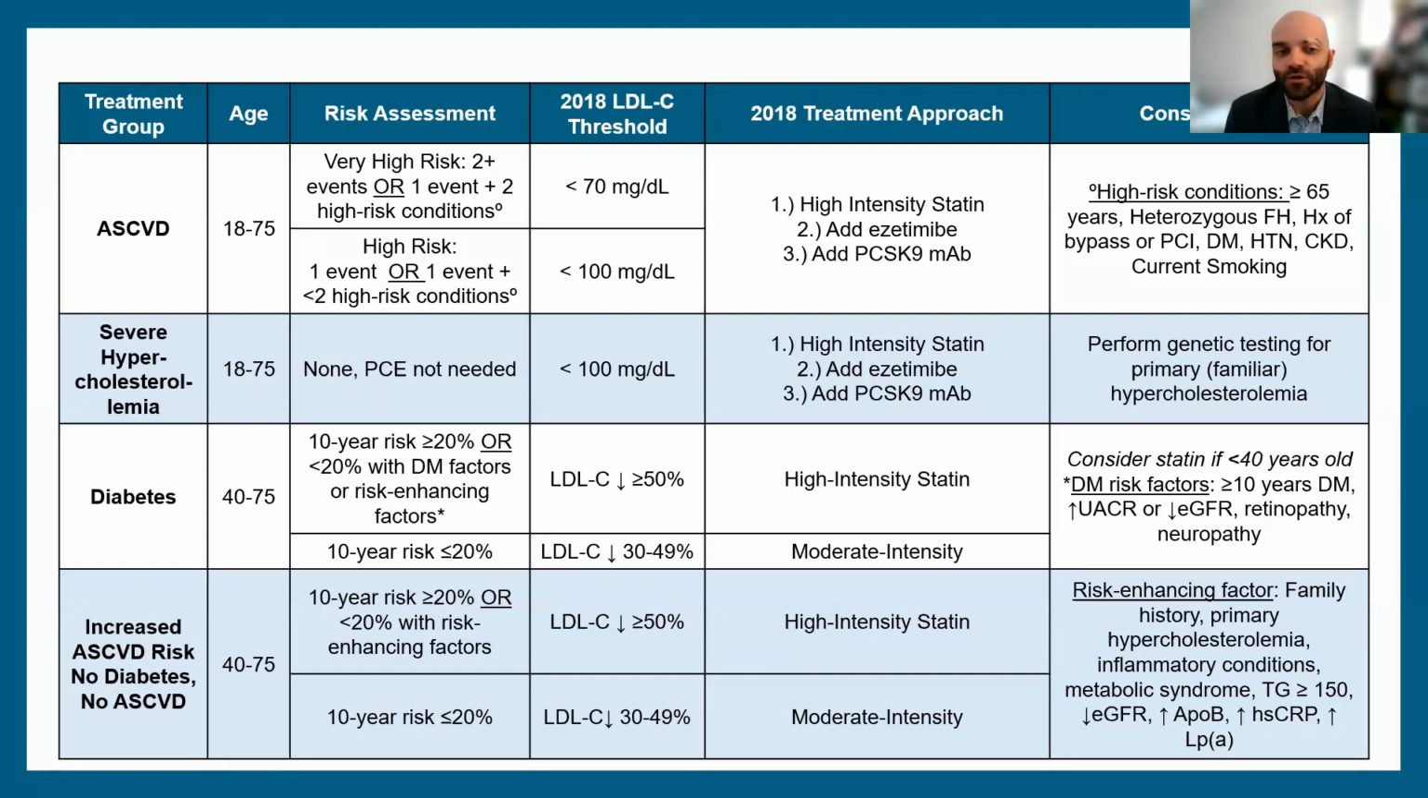And if you're using that pooled cohort equation or that 10-year ASCVD risk tool and it's less than 20, and or without those factors, a moderate intensity statin is appropriate.